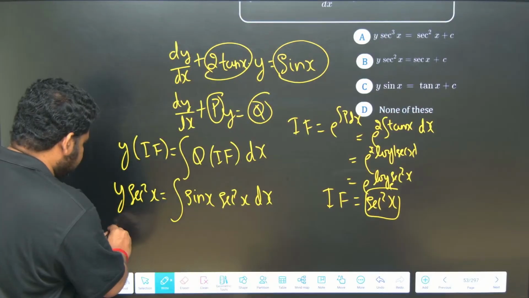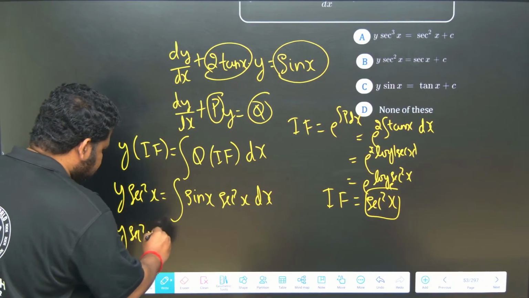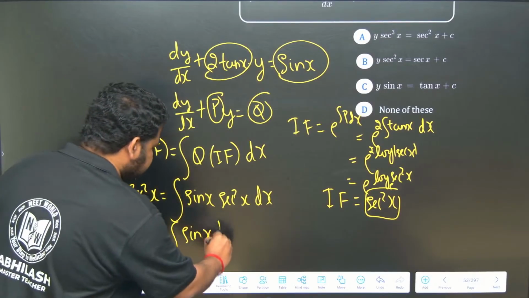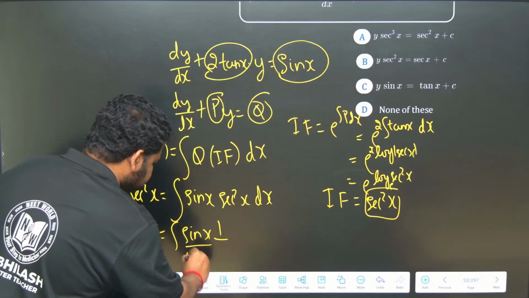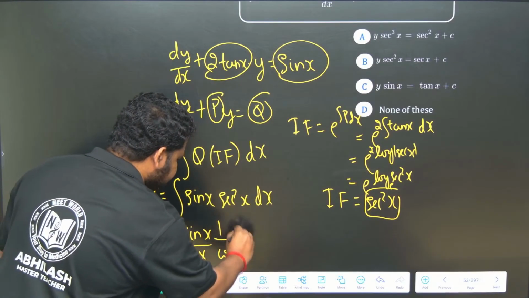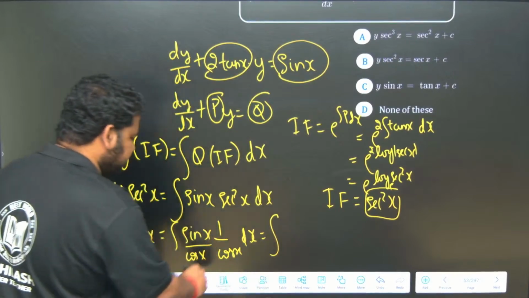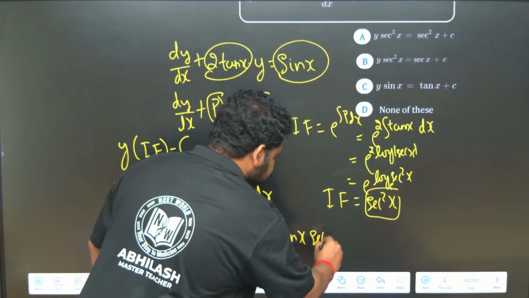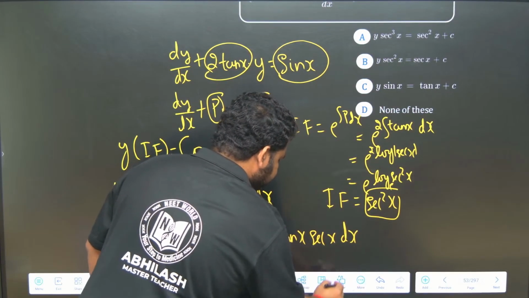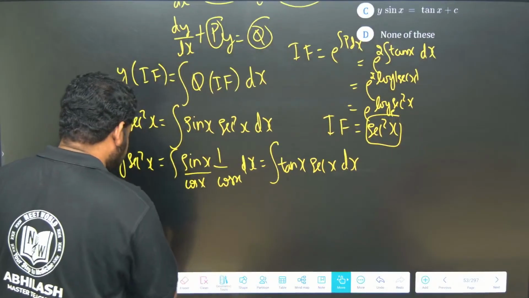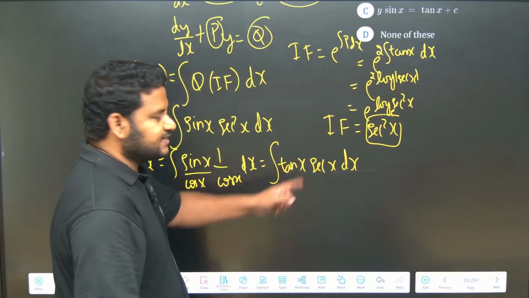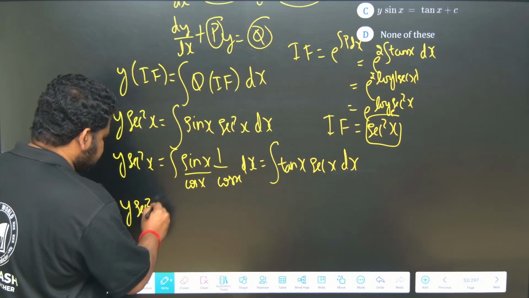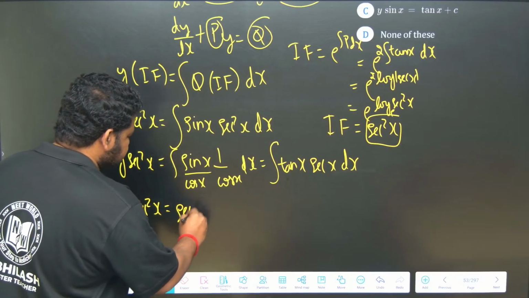Now what can we do? Y into secant square x is equal to integral of sin x into secant square x, which can be written as 1 by cos square x. So I will write it as cos x into cos x dx. Sin by cos is nothing but tan, and 1 by cos is nothing but secant x. So we have integral of tan x secant x dx, which is nothing but secant x. So y into secant square x is equal to secant x plus c.